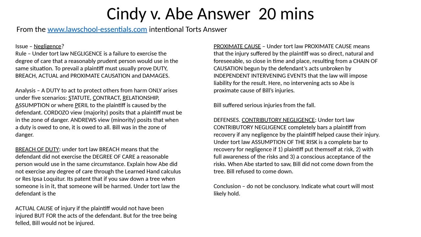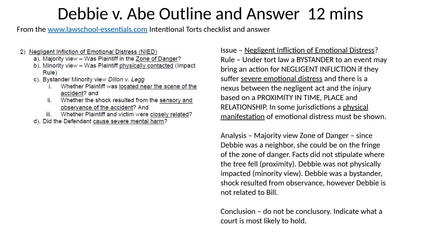So you got duty, breach of the duty, actual cause, proximate cause, and damages. Bill suffered serious damages. And defense, contributory negligence. The plaintiff put himself at risk by climbing high in the tree. The higher the fall, the harder the fall. With full awareness of the risk and a conscious acceptance of the risk. Okay, when you conclude, don't be conclusory. Indicate what courts will most likely hold.